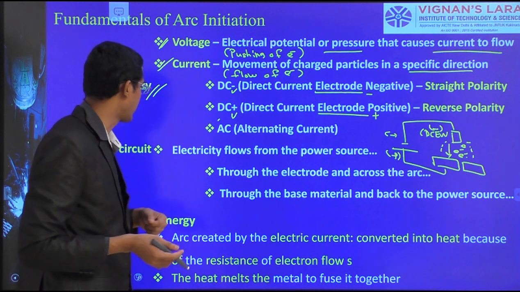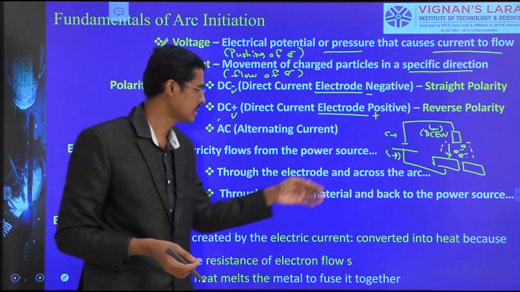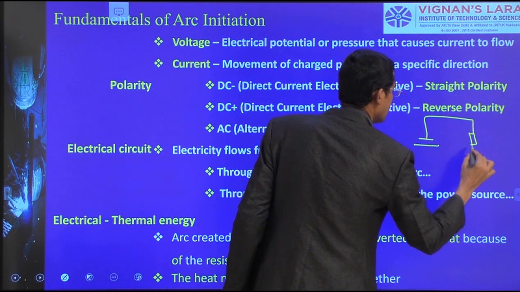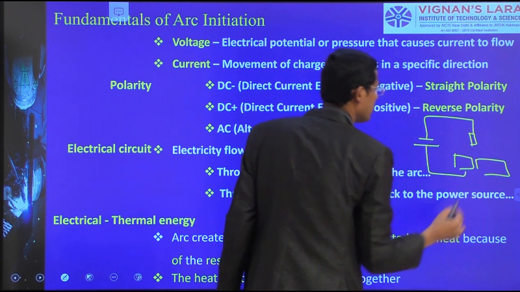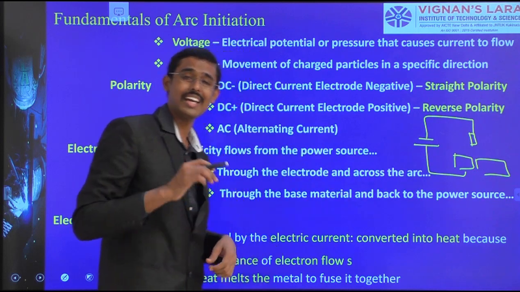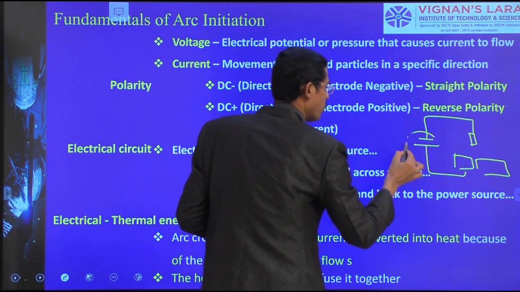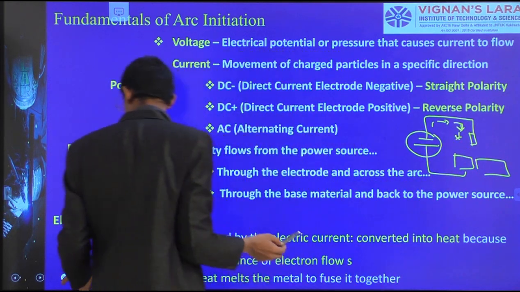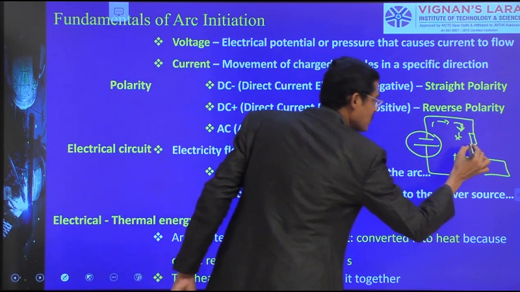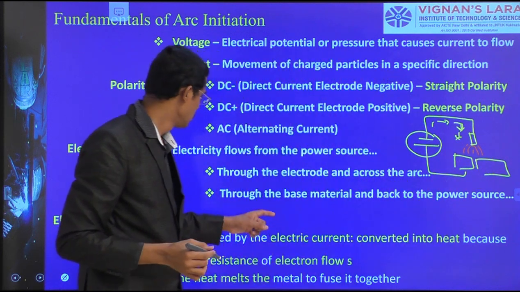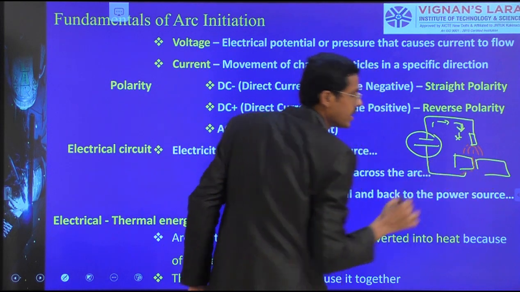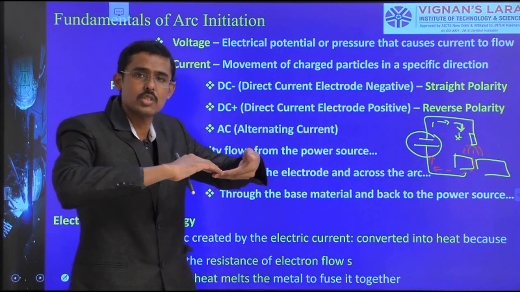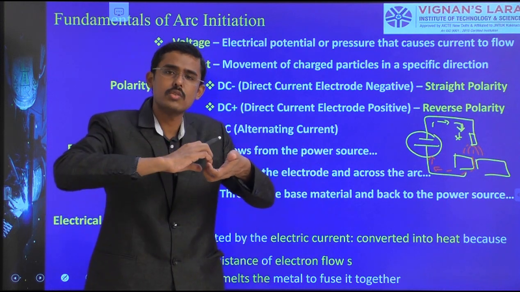Electrical circuit: how we are connecting, electricity flows from the power source. I am taking the same circuit. I have the electrode here and the workpiece here, right? I am connecting the negative to the electrode and positive to the workpiece. What happens? Electricity flows from the power source through the electrode, and across the arc zone, through the base material, and back to the power source. This is a cycle. We have studied these things in basic electrical.